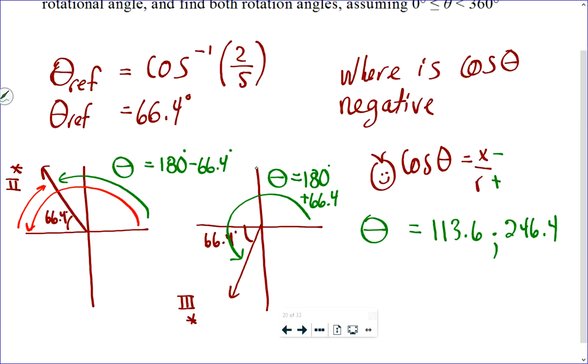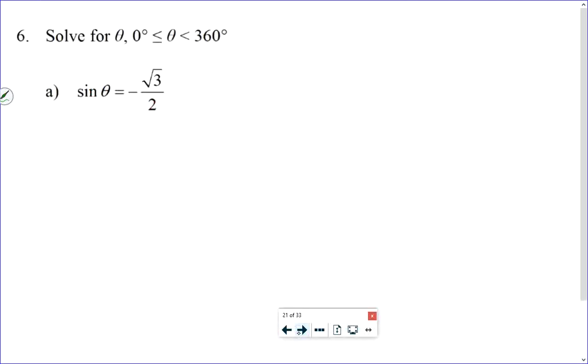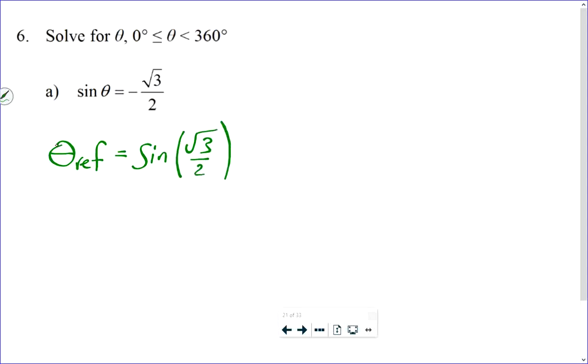Now let's take a look at the last example, solve for theta. It's the same kind of question. We're going to find the reference angle here by taking the inverse sine of root 3 over 2. And I'm going to ask you to find it right now. You pause the video, find the reference angle, and then start the video again. You should have got for a reference angle 60 degrees.